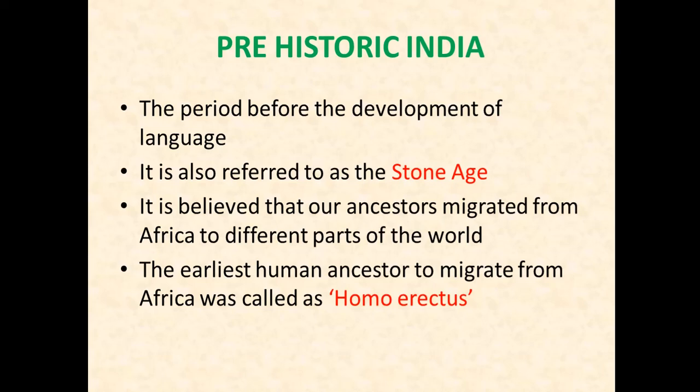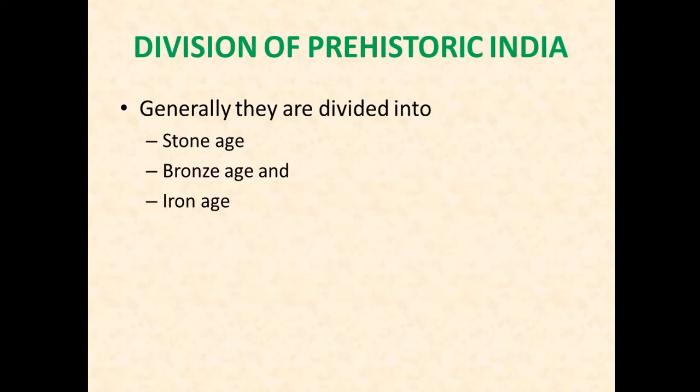It is believed that our ancestors migrated from Africa to different parts of the world. The earliest human ancestor to migrate from Africa was called Homo erectus.